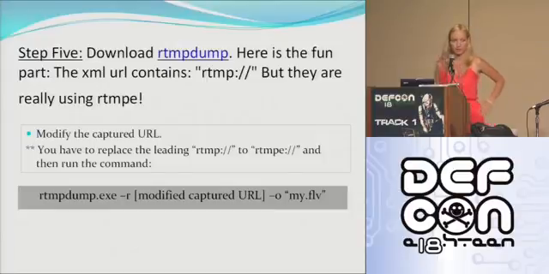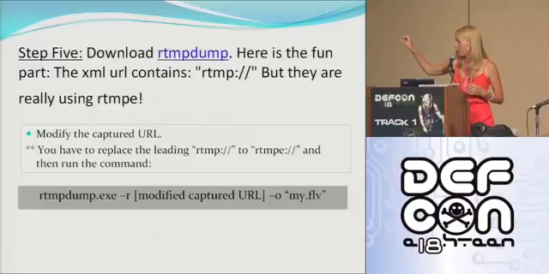Okay, the next thing you have to do is download RTMP dump if you don't have it already. And here's the fun part. They're kind of tricky. It looks like it's RTMP, but it's not really RTMP, it's RTMPE. So if you just change the URL to RTMPE and run that command in RTMP dump, you're going to download the file. That's the syntax down there for RTMP dump.